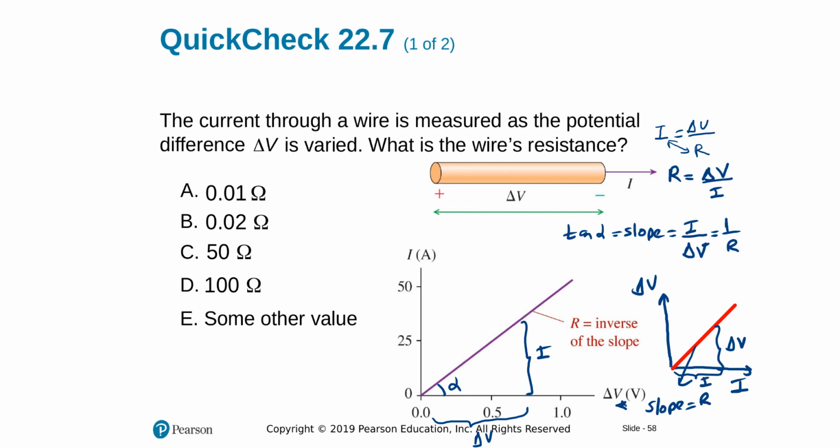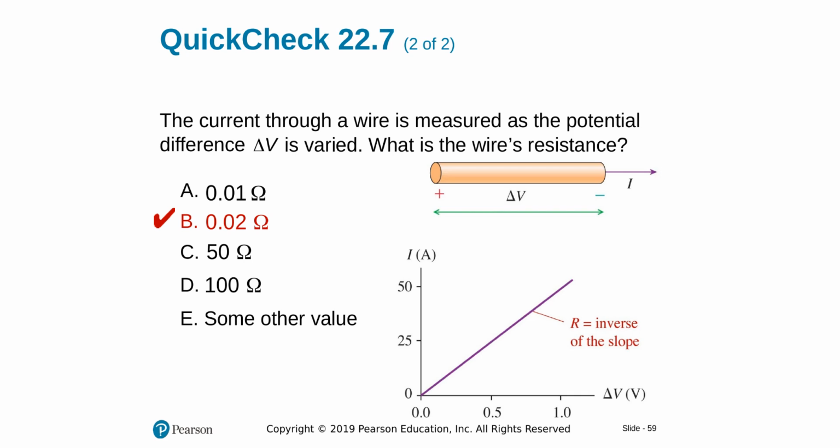So if you're given a graph, go ahead and use the slope to get to the resistance, which is what is asked in here. You will find the slope, invert it, and find the resistance. It will be 0.02 ohms.